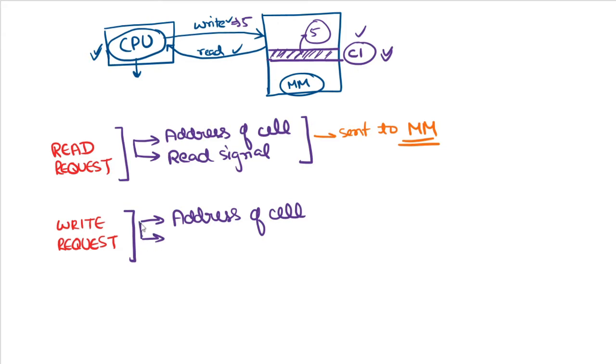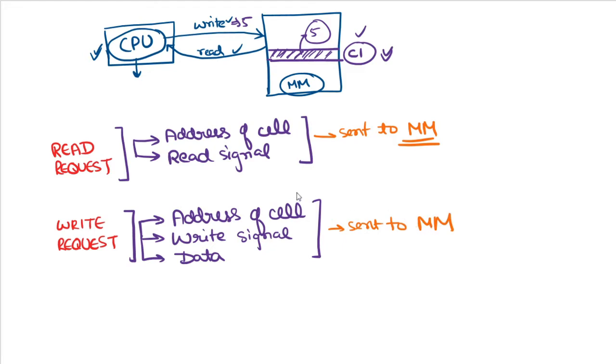It also tells that this is a write operation, so it sends a write signal, and it also sends the data that is to be written on this memory cell. So these are the three things that are sent to main memory.